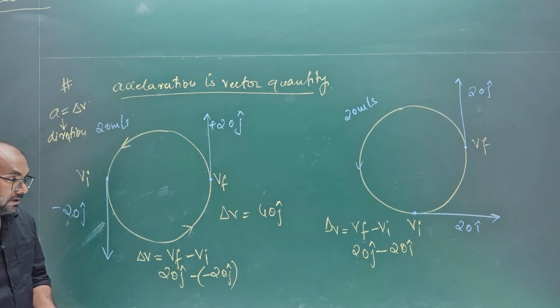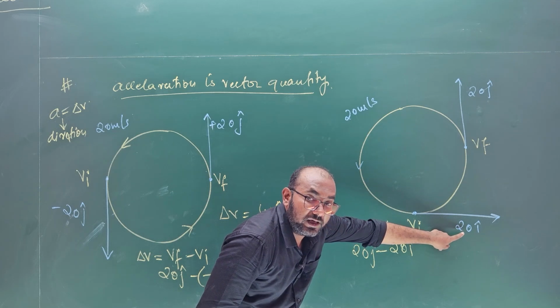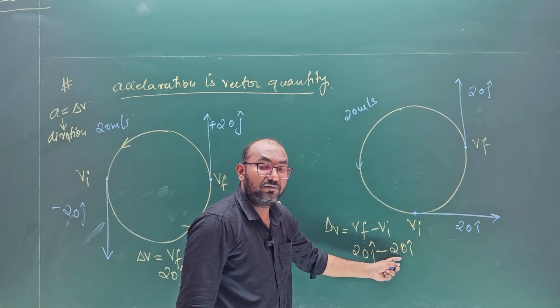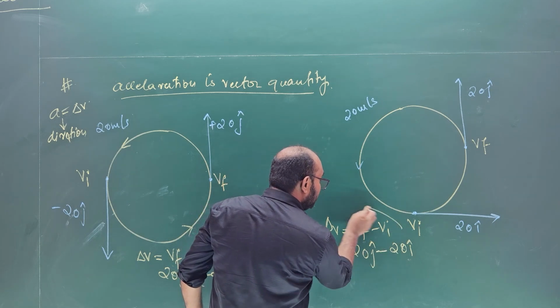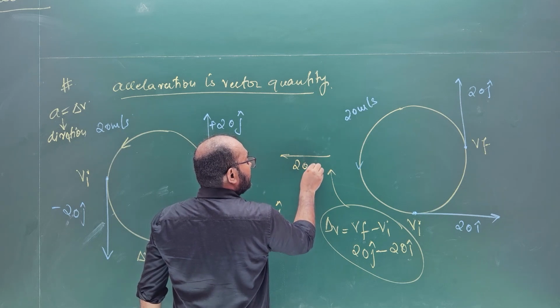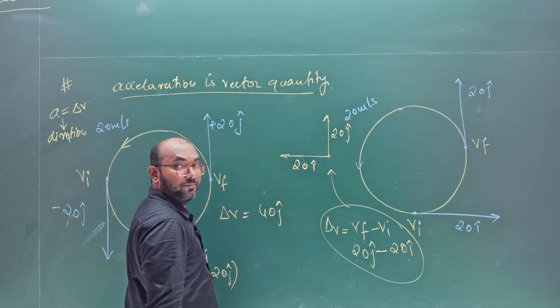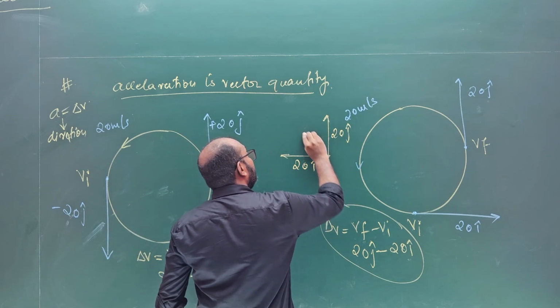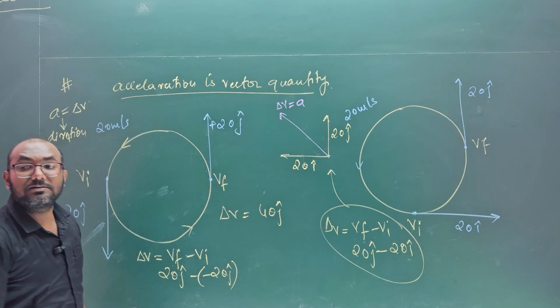Now this 20 is in the positive direction, and when we write the change in velocity, it comes with a negative sign. If I represent this equation over here, then this 20 i cap comes here and 20 j cap comes here, yes or no? And the change in velocity will be moving in this direction. This is delta V and that is nothing but the acceleration's direction.